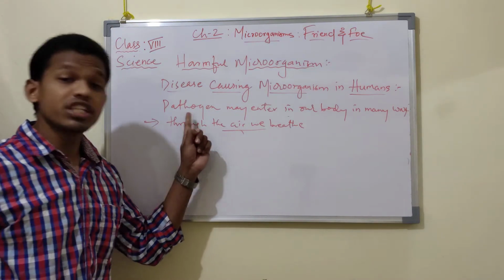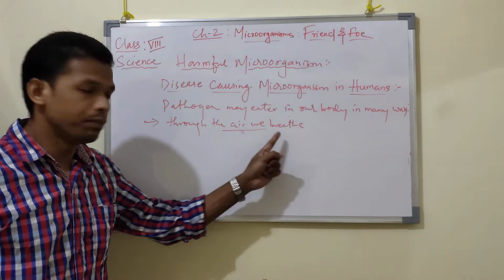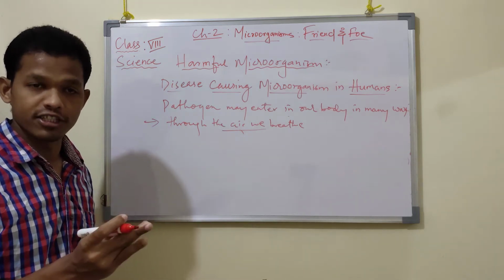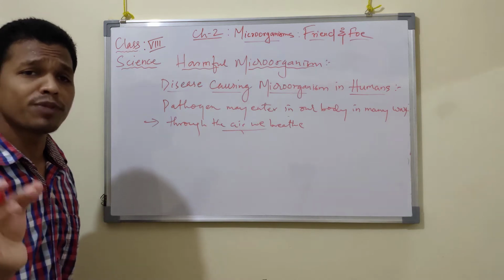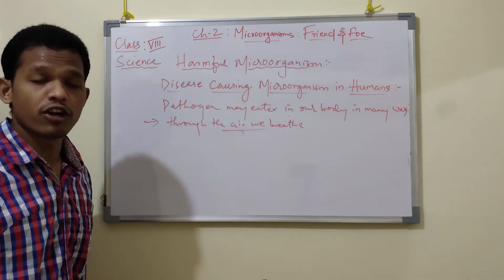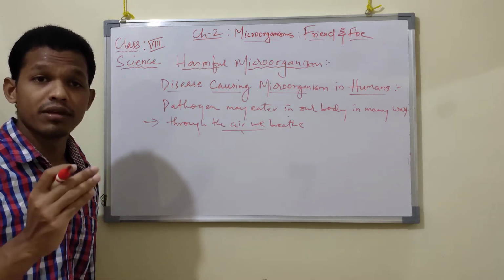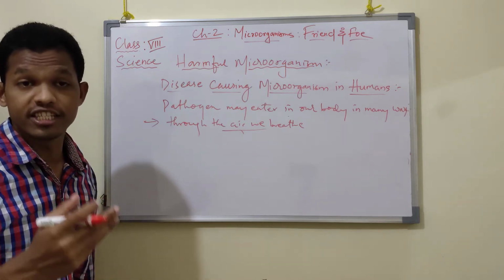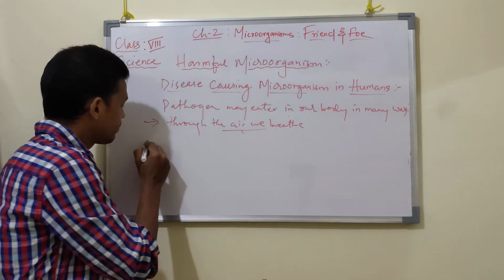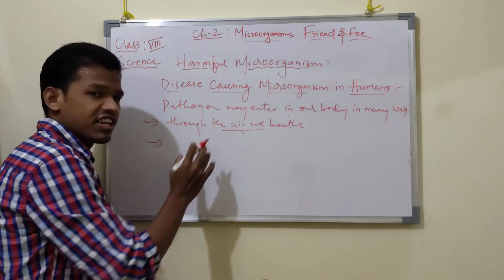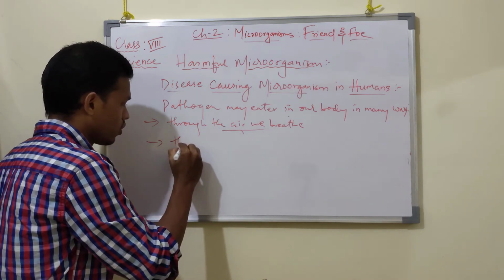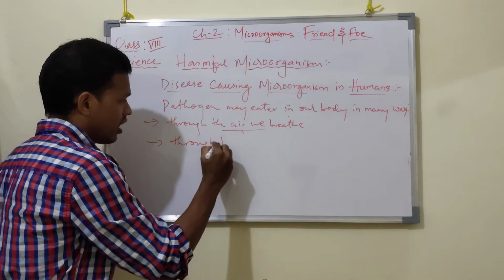So the pathogens may enter our body through the air we breathe: common cold, influenza, typhoid, tuberculosis. Common cold and influenza are caused by viruses. Tuberculosis and typhoid are transmitted through air and are caused by bacteria.